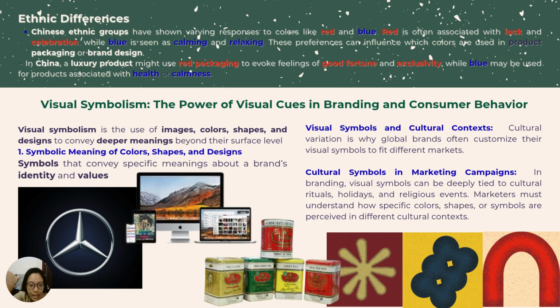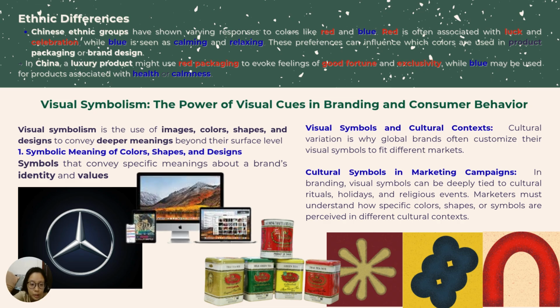And with certain ethnic groups, even more subtle differences in color preferences emerge. Studies show that a specific group associates certain colors with different emotions and values. For example, Chinese ethnic groups have shown varying responses to the colors red and blue. Red is often associated with luck and celebration, especially during festivals like the Lunar New Year, while blue is seen as calming and relaxing. These preferences can influence which colors are used in product packaging or brand design.